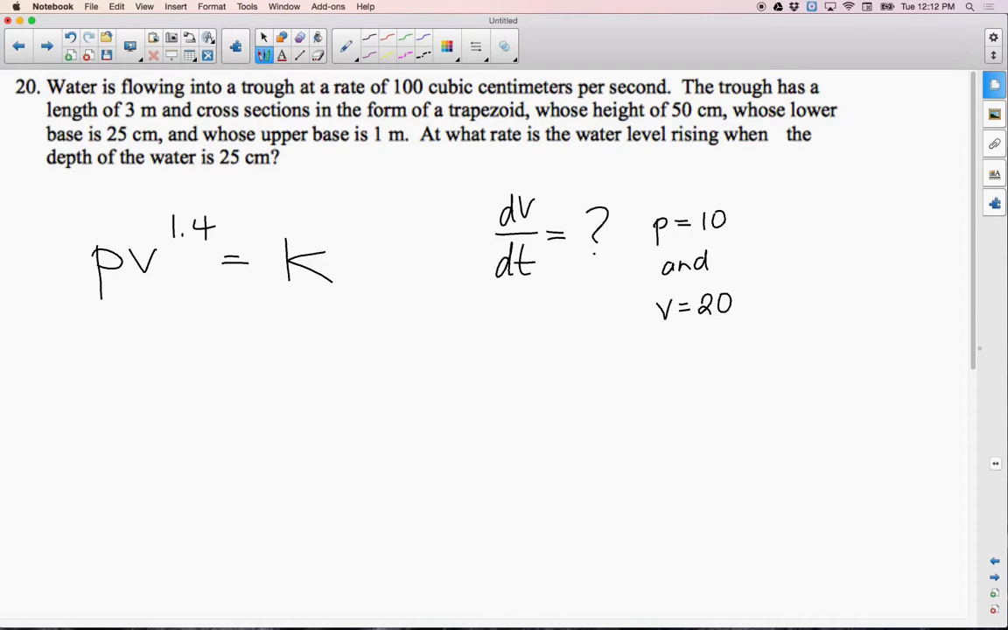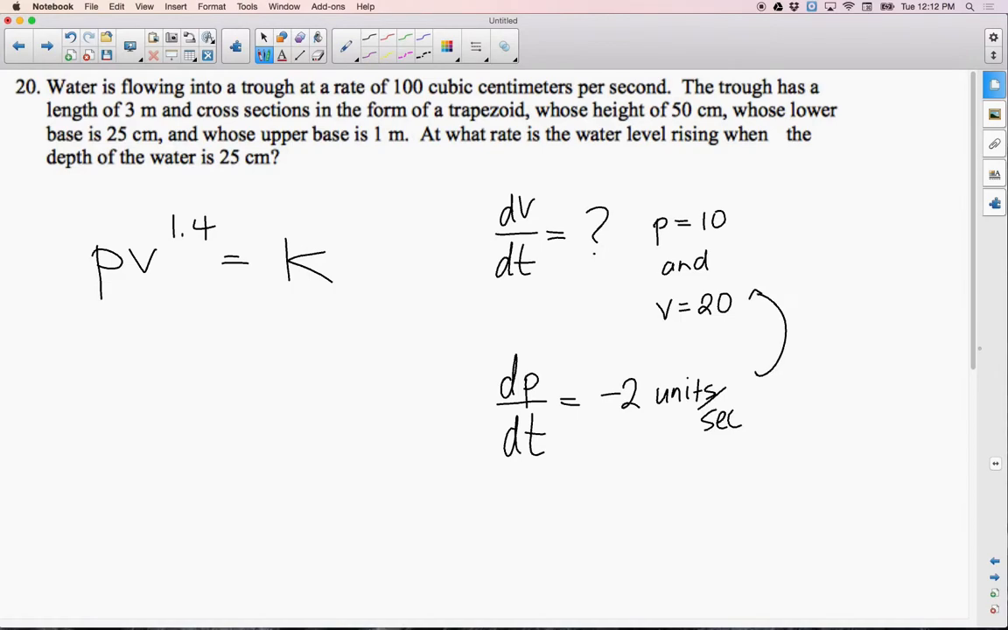Okay, keep going. Assuming that the pressure is decreasing 2 units per second. Stop. Assuming the pressure dP/dt is negative 2 what? Units per second, at that instant. So when this happens.